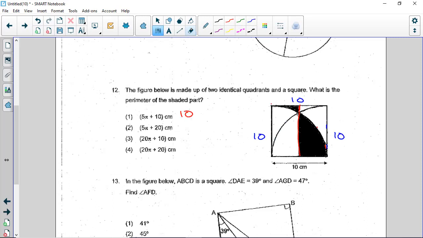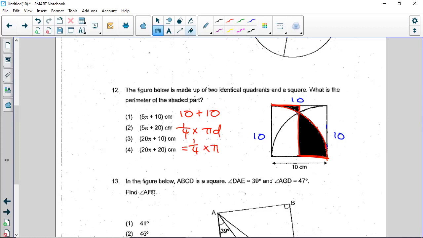Then can you see there's another line here? Don't forget to add this line also. So these two red lines added together is also another 10. Finally, can you find the circumference of this quadrant? How do you find the circumference of the quadrant? Write your formula. Quadrant is 1/4 times the formula, so the formula is pi d. Keep your answer in terms of pi, so you don't need to write 3.14 or 22/7, just write pi.